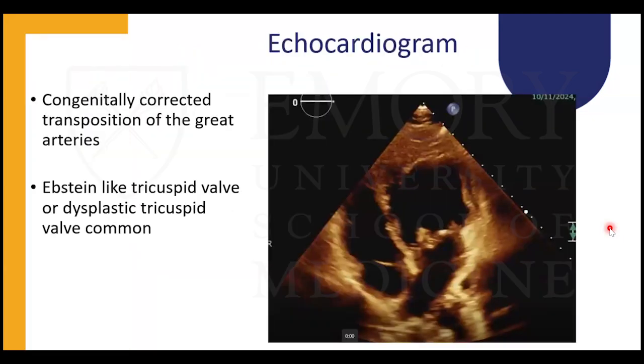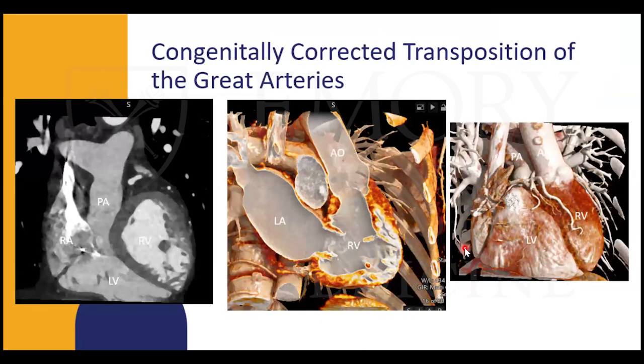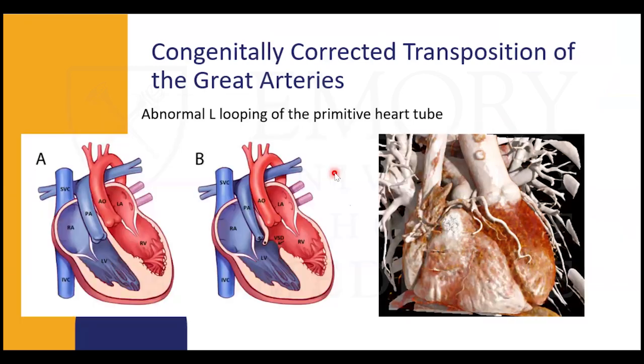She was diagnosed with congenitally corrected transposition of the great arteries. These patients often have a tricuspid valve, which is here, that is either dysplastic or Ebstein-like. In congenitally corrected transposition, the anatomy is that you have a right atrium that connects to a left ventricle to your pulmonary arteries. Blood then returns to your left atrium, goes across the tricuspid valve to a systemic right ventricle that then goes to the aorta. This condition is caused by abnormal L-looping of the primitive heart tube, and it can be associated with no other defects, or often a ventricular septal defect can also occur with these patients.